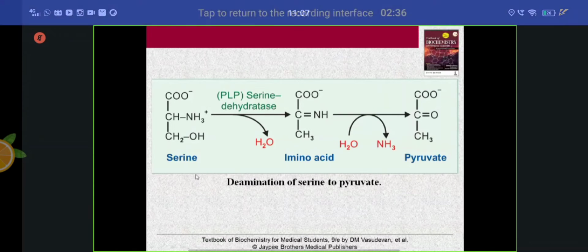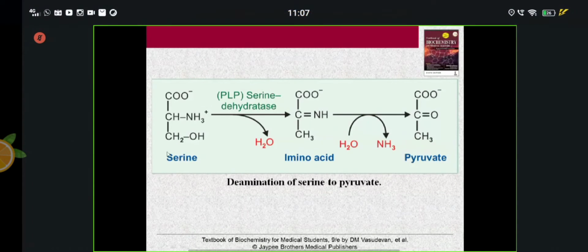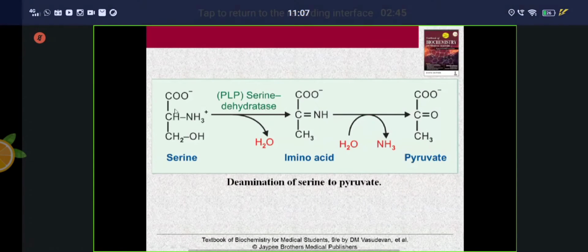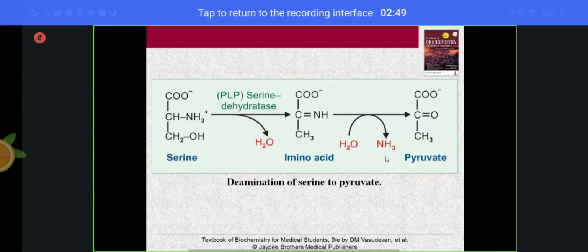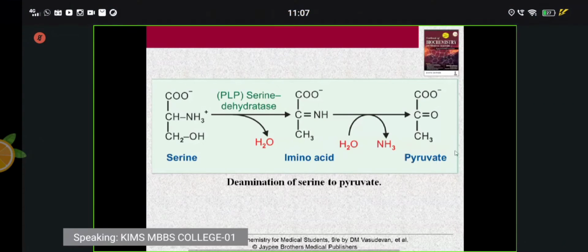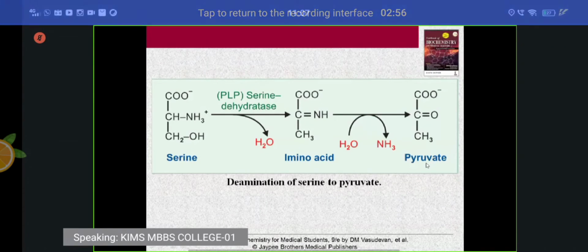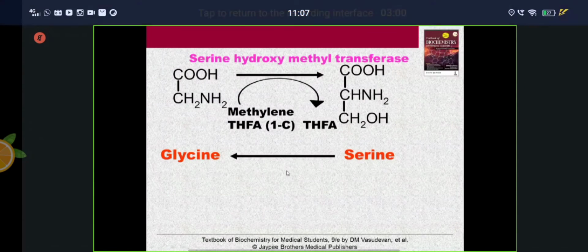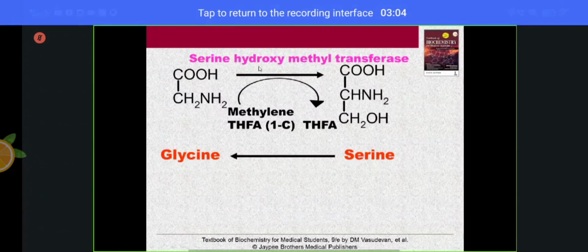And what happens to serine? This serine undergoes, as in the previous class you have seen, transamination, trans-deamination. All those reactions occur and finally ammonia is lost and serine is converted to pyruvate, and this pyruvate enters into different cycles. Okay, serine hydroxymethyl transferase. So this is again a repetition. Serine is converted to glycine with the help of serine hydroxymethyl transferase.